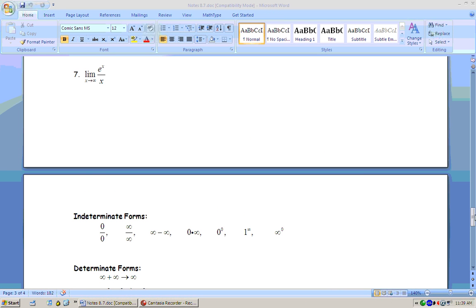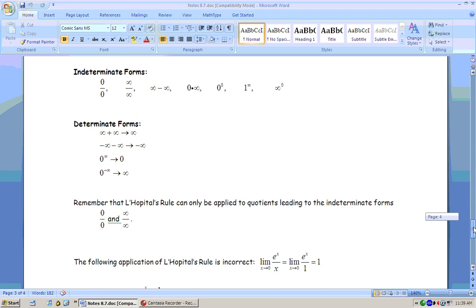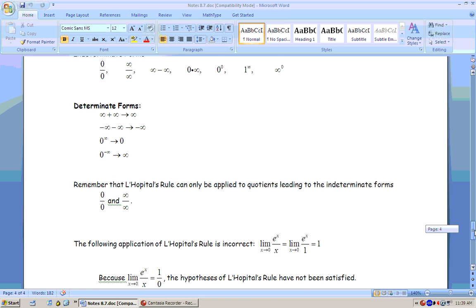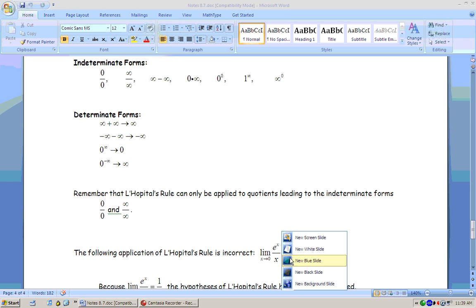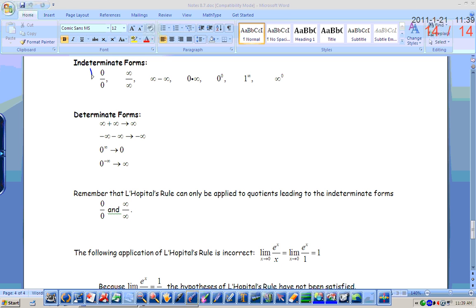Some summaries and a little bit of extra information. Your indeterminate forms are all of the following right here. But you have to remember that the only two that allow you to use L'Hopital's rule are the first two. So if you get any of the other 5, you're going to have to manipulate that equation so that you can turn it into either 0 over 0 or infinity over infinity.